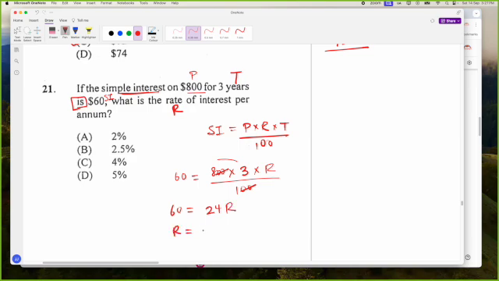R is equal to 60 divided by 24. I know 6 fours are 24, and then I'm trying to do it in my head. I hate mental maths. 5 and 2, which will give me about 2.5%.